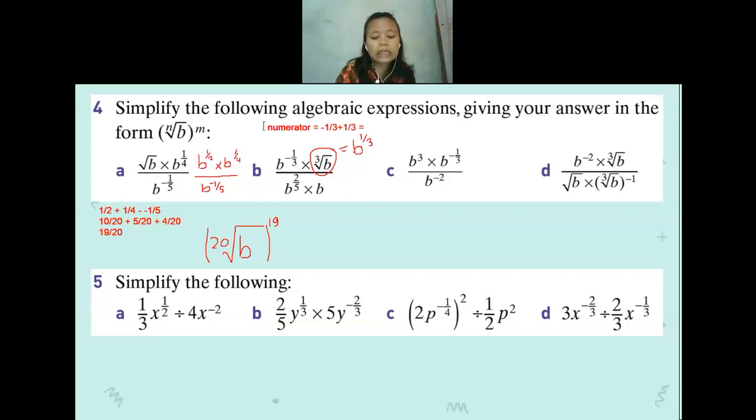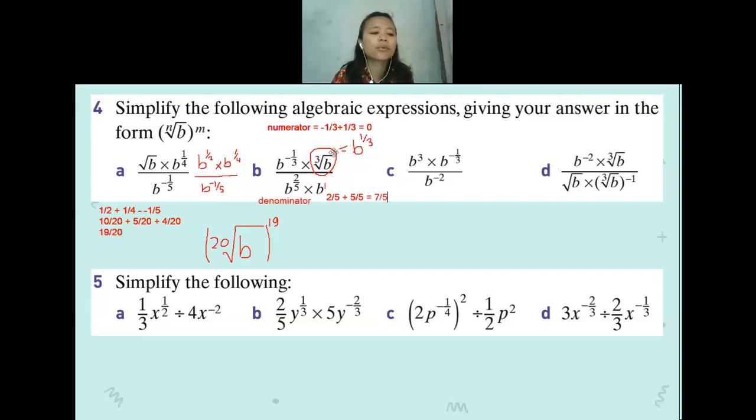It is 0, teacher. Yes, it is 0, correct. Now what about the denominator? If we simplify the power in the denominator, if there is no power, it means there is a hidden power, which is power 1. It is multiplication, so I have to add them: 2 by 5 plus 5 by 5. It will be how many by how many then? 7 by 5. Okay, 7 by 5.